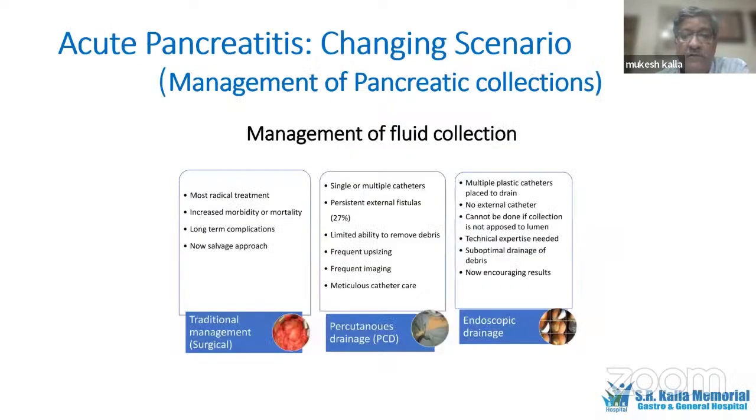Now, when you plan about managing acute fluid collection in the setting of pancreatitis, there are three possible approaches. One is traditional management, which is the surgical approach. We have learned from the surgical approach about basic principles of how these collections develop, what is the natural history of these collections, and how you prognosticate them. The second important thing which came up way back in 2003 was percutaneous drainage, when interventional radiologists stepped in and significantly improved the morbidity and mortality of these patients. And somewhere around 2011 came in endoscopic drainage.